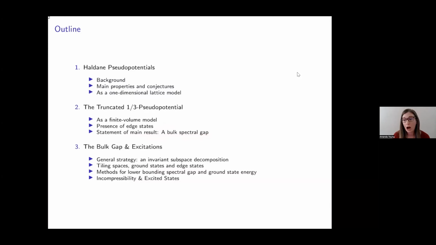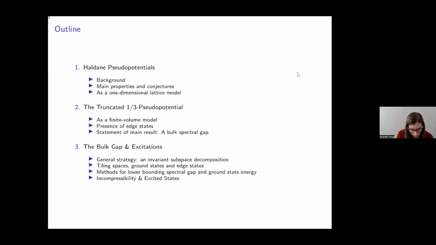Now, for our strategy for how we proved this bulk gap, one of the main elements in our analysis was our ability to identify an abundance of invariant subspaces for this particular Hamiltonian. I'll spend some time going through what this general strategy is. In particular, each of these invariant subspaces has a very nice description in terms of domino tilings of the 1-dimensional lattice that will indicate which orbitals in our lowest Landau level are and are not occupied. Each of these invariant subspaces will either support a ground state or an edge state, but not both. That's one of the main key things that you need for applying this strategy, that you can segregate the ground states from the edge states.